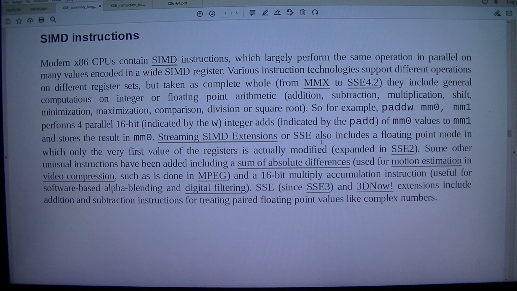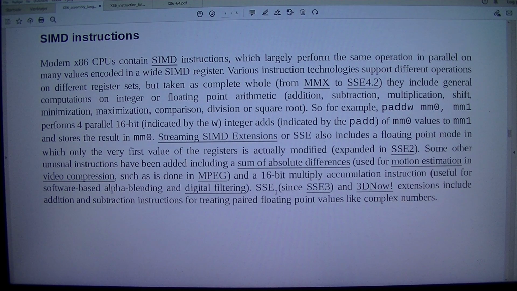Streaming SIMD Extensions, or SSE, also includes a floating point mode in which only the very first value of the registers is actually modified, expanded in SSE2. Some other useful instructions have been added, including a sum of absolute differences, used for motion estimation in video compression, such as is done in MPEG, and a 16-bit multiply accumulation instruction, useful for software-based alpha blending and digital filtering.